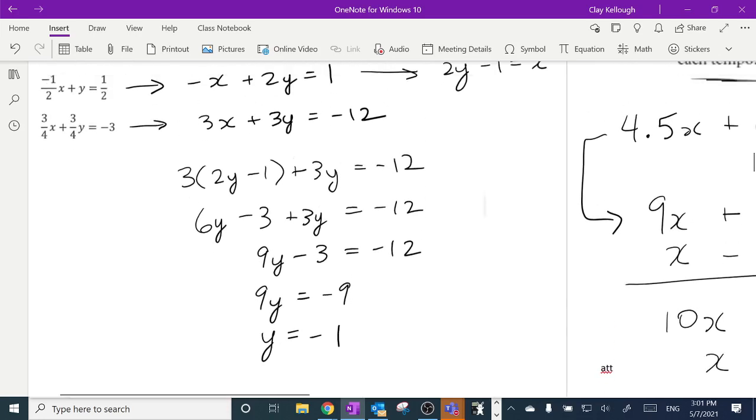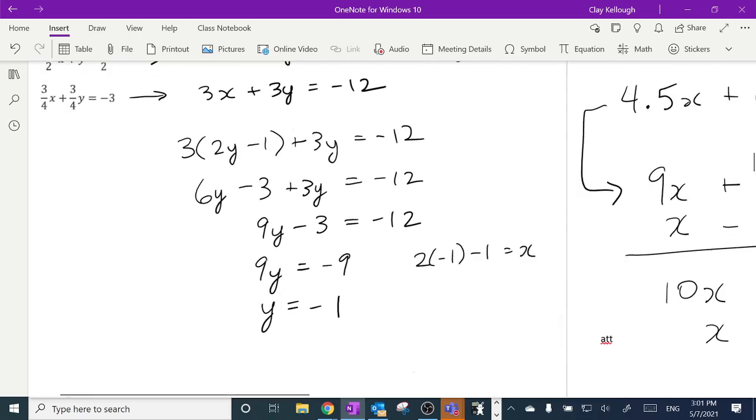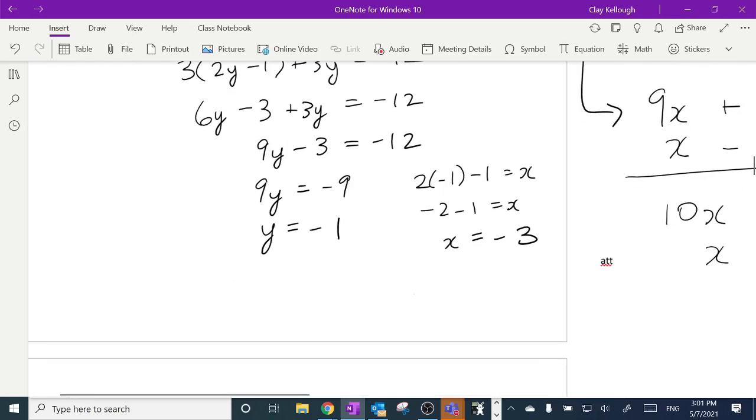Now, where can we plug that in? Oh, we can plug it in over here. 2y minus 1 equals x, so 2 times negative 1 minus 1 is equal to x. So negative 2 minus 1 is equal to x, so x is negative 3. So there's my solution: negative 3, negative 1.